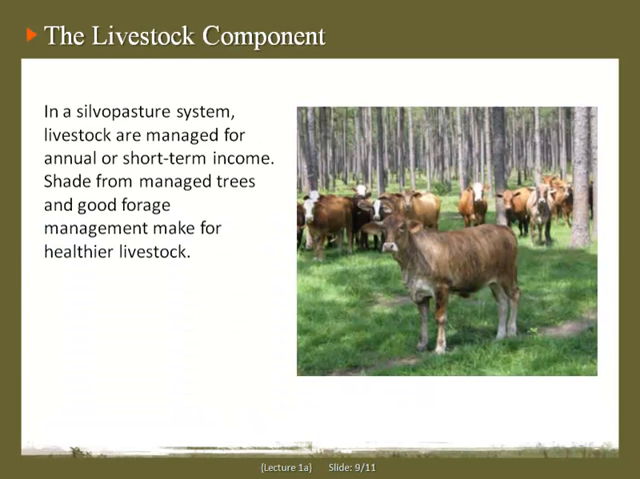In a silvopasture system, livestock are managed for annual or short-term income. And now the shade from managed trees and good forage management make for healthier livestock. Grazing animals control competition for moisture, nutrients, and sunlight and can enhance tree growth. The livestock manure recycles nutrients. Silvopastures provide shade and wind protection, which can increase livestock performance, and the uniformly dispersed trees can increase livestock comfort levels and reduce their stress.